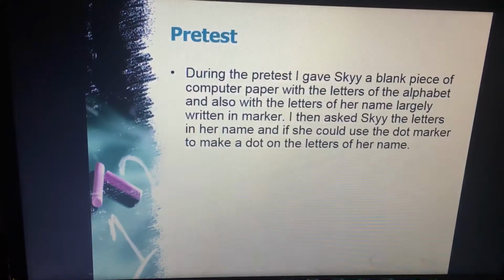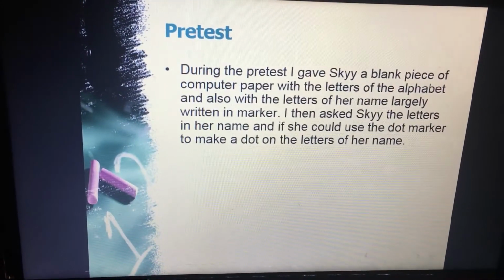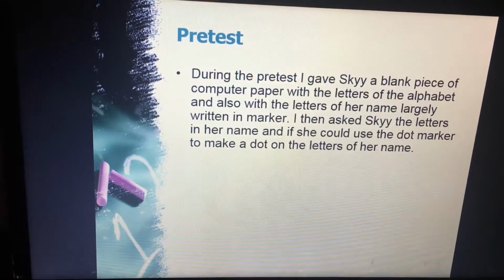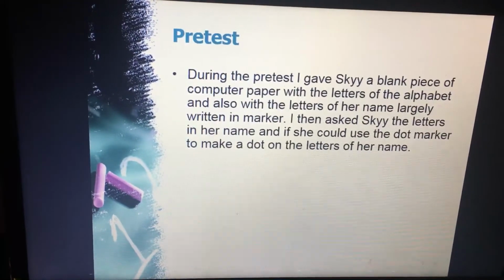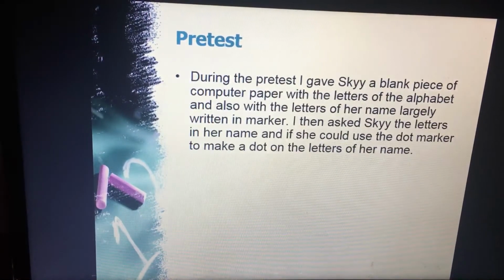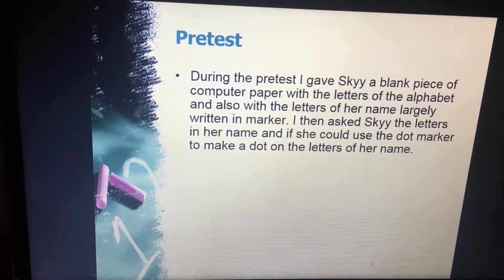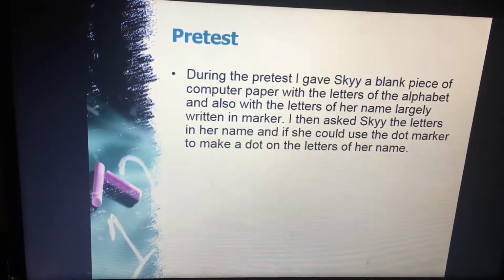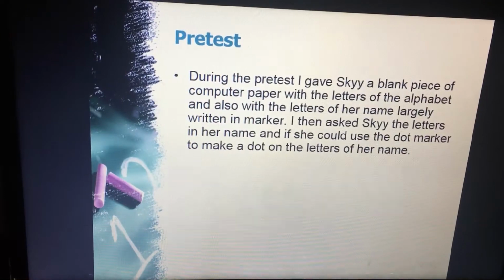As a class, we began to read a story, and I realized after I sent back the students to their seats, I noticed that Sky was not able to write her name, and she was not able to draw a picture illustrating the story that we discussed, which was Red Shoes, New Shoes.